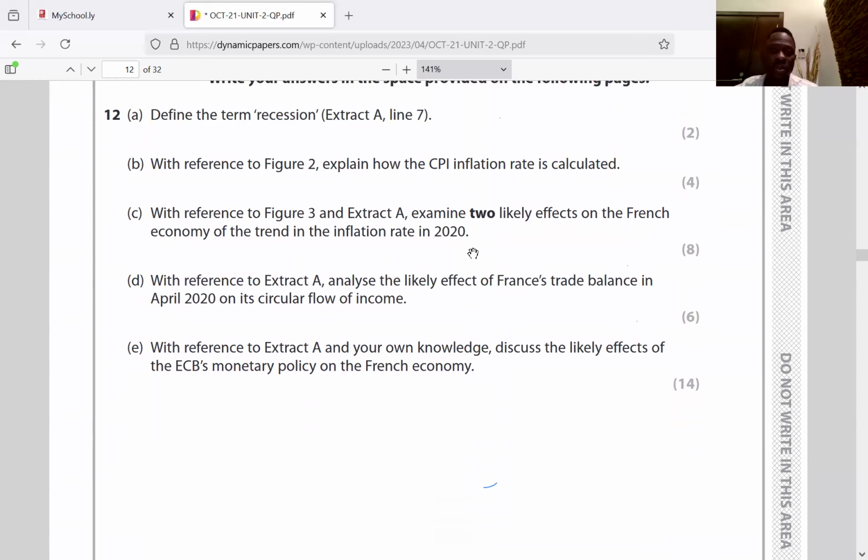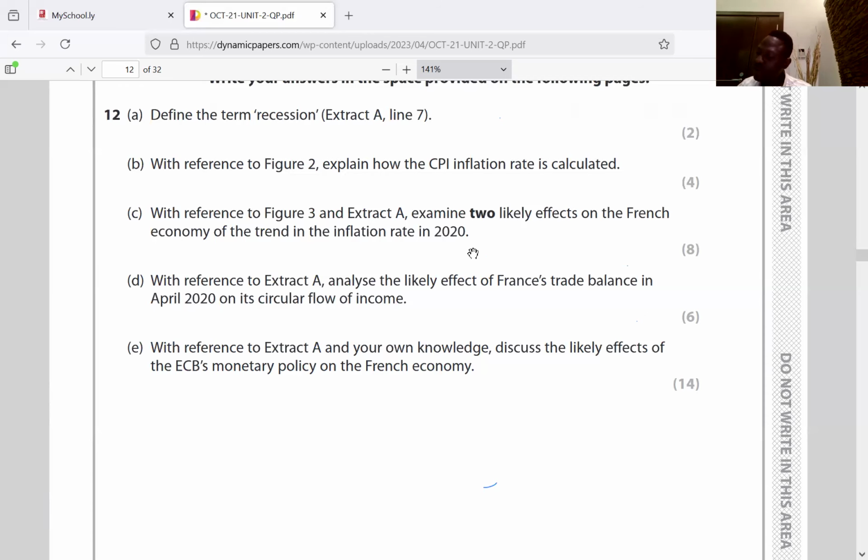With reference to figure 2, explain how the CPI inflation rate is calculated. When we talk about CPI, we're talking about the consumer price index, and it is used to calculate the weighted basket of goods and services within an economy. So what are the uses of CPI? We could use CPI to measure the difference between what households consume this year and in the base year, compared with the subsequent year.